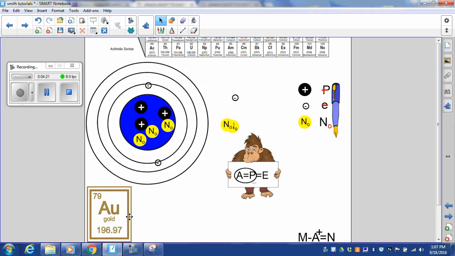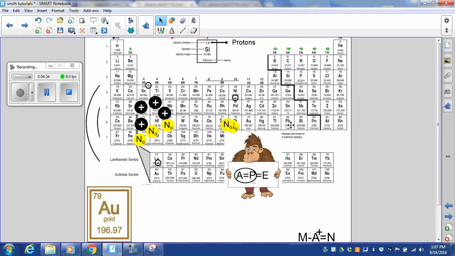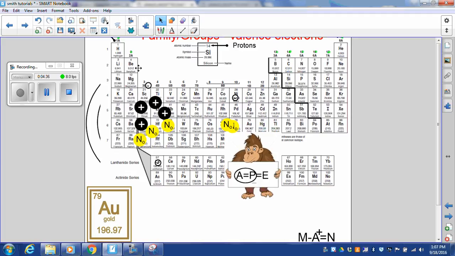Now I chose gold because remember we're going for the gold this year. Alright, so protons identifies the atom. I now have 4 protons. Let me identify it. That's beryllium.